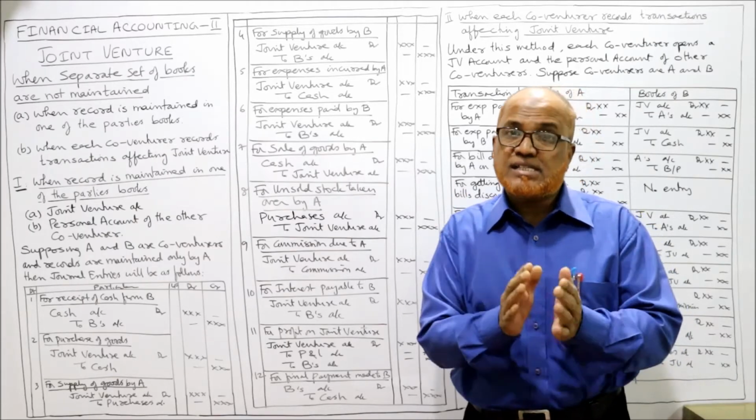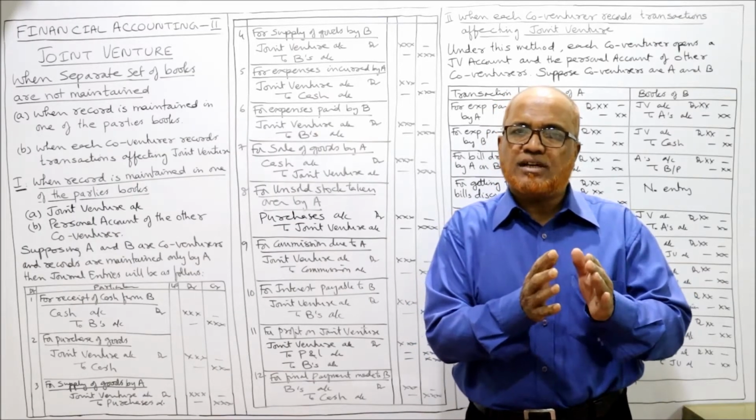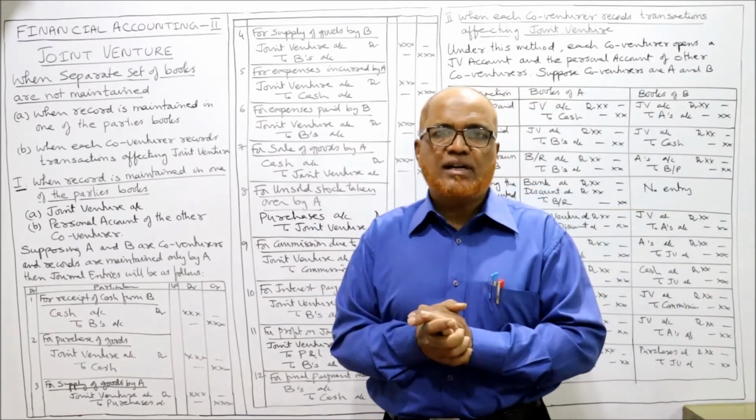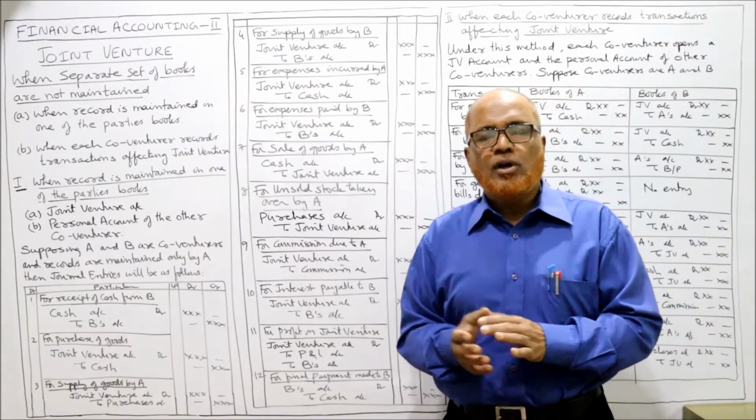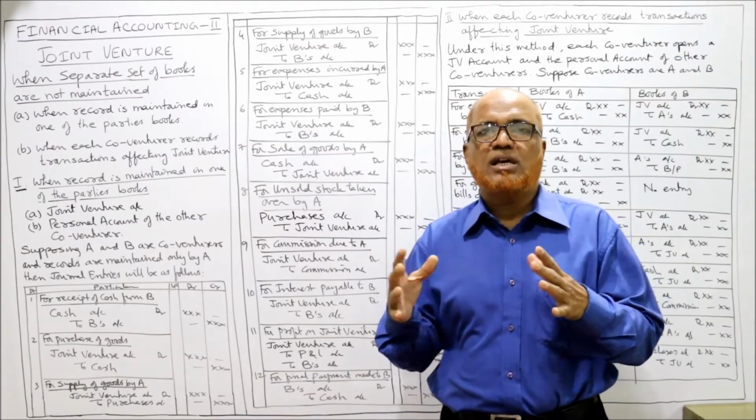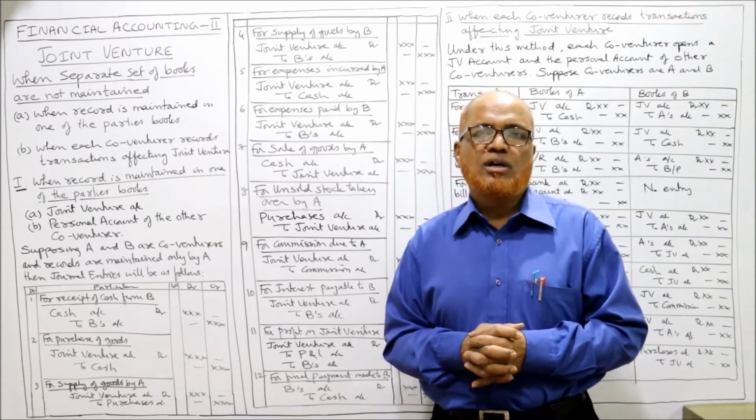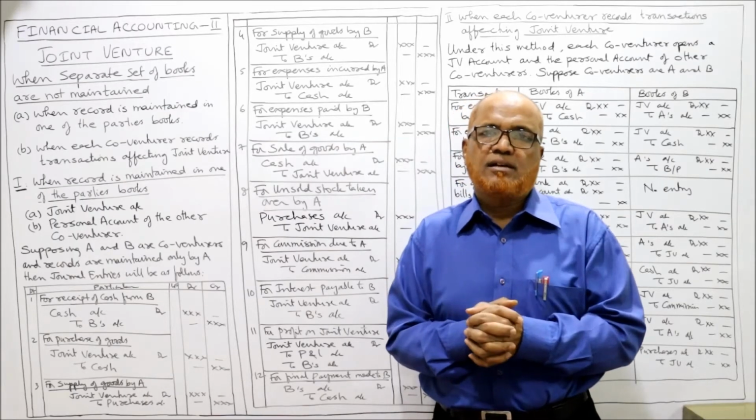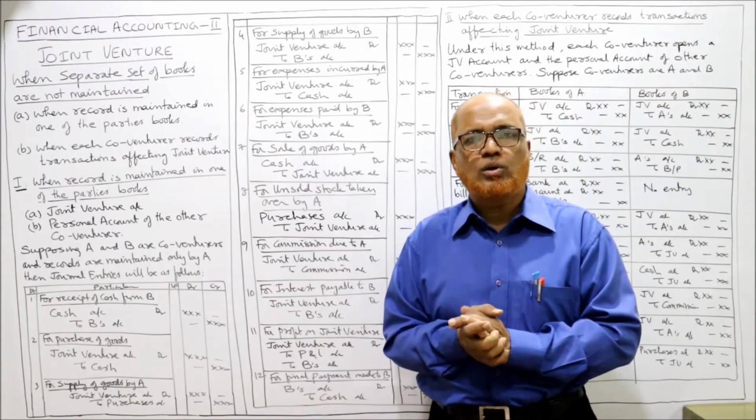The first method, when separate set of books are maintained. Second method, when separate set of books are not maintained. In the previous video we have already discussed what journal entries are to be passed when separate set of books are maintained. Normally this separate set of books will be maintained when the joint venture is a huge one. When the venture undertaken is large and all the co-venturers are staying at one place, then separate set of books are maintained. That method will be more suitable.